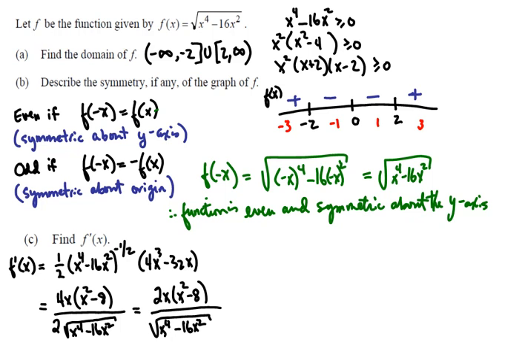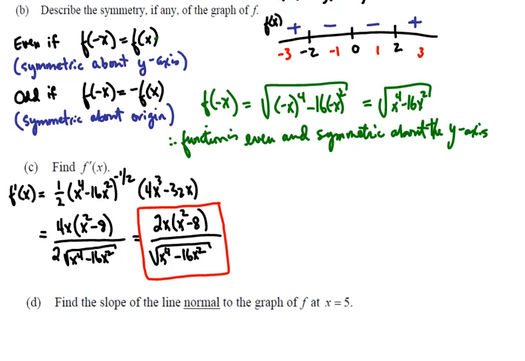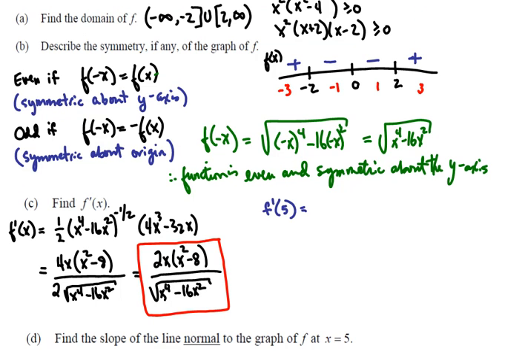And so the final form, we could still factor x squared minus 8, but I'm going to leave it for right now: 2x times the quantity x squared minus 8 divided by the square root of x to the fourth minus 16x squared. And finally, for part D, we want to find the slope of the line normal to the graph of f at x equals 5. So what we want to do is plug in x equals 5 into the derivative and then take the opposite reciprocal of that. And so f prime of 5 is going to give 2 times 5, which is 10, times 5 squared, which is 25, minus 8, which is 17, divided by the square root of x to the fourth.